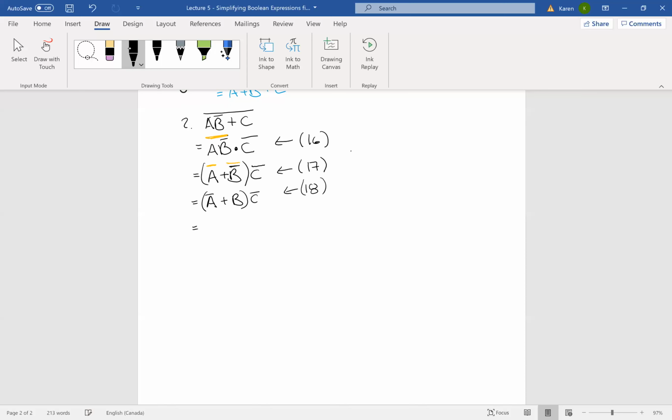And now I can distribute across, keeping in alphabetical order. And this is my answer. So I distributed using, I believe that's 13A. And then that's our final answer.